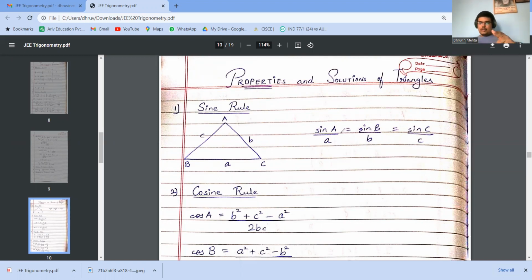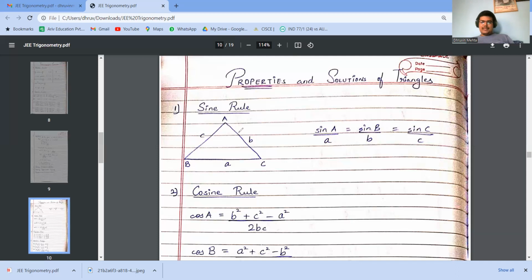So this part of trigonometry, this chapter which we have, properties and solution of triangles, deals with any triangle, like a scalene triangle or an isosceles triangle, just any triangle in general. And then we have some rules which are applicable to any random triangle. The first rule, sine rule. So you have to understand some basic notations.